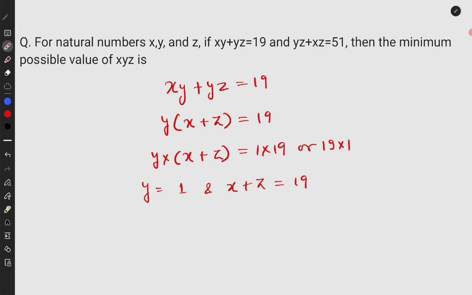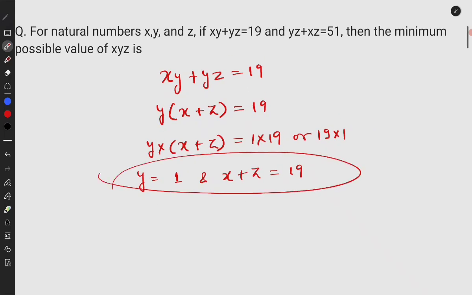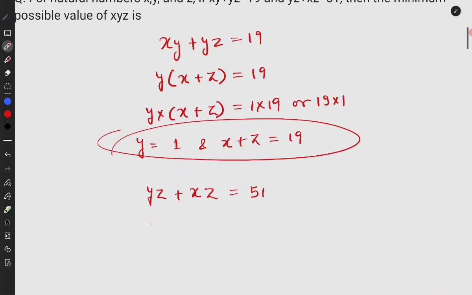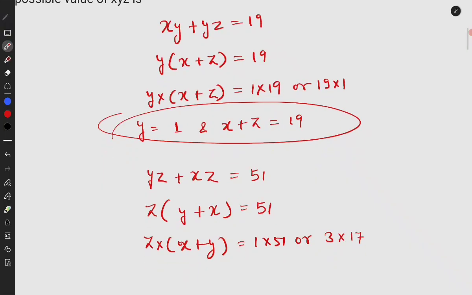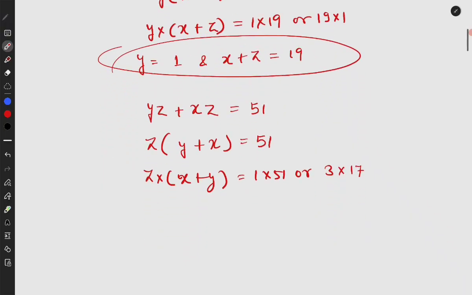Let's consider the second scenario. This is the first scenario. yz plus xz equals 51. If you take z common here, we're left with z into y plus x equal to 51. Now we can break this down into this format. We can break it down 1 into 51 or we can break it down 3 into 17. Now let's consider the 3 into 17 type.